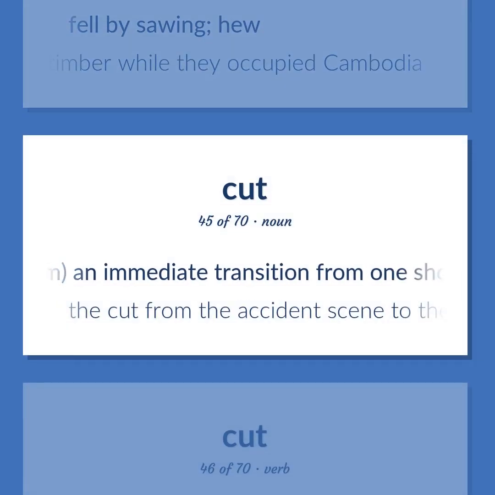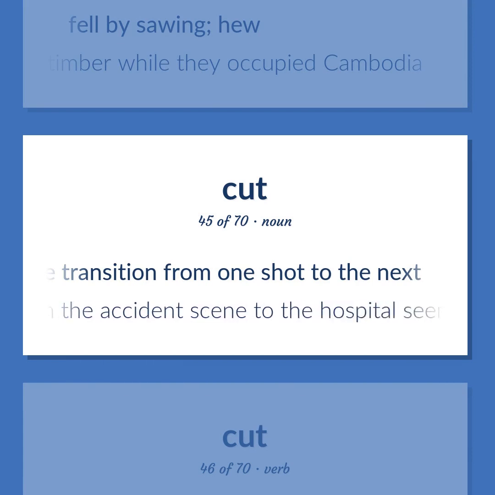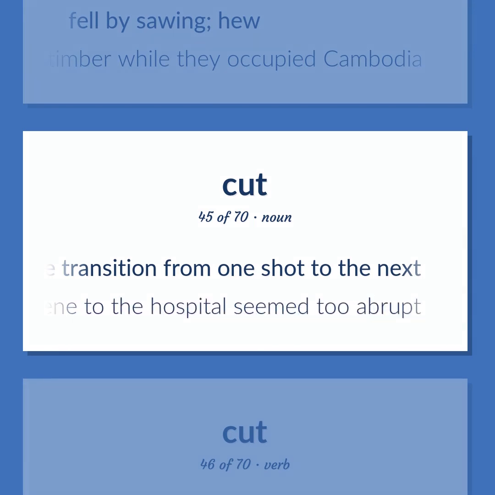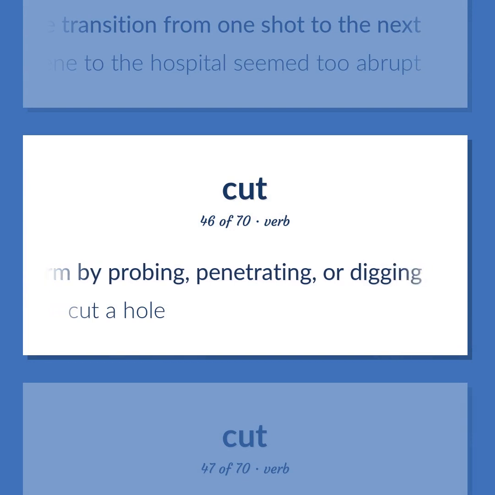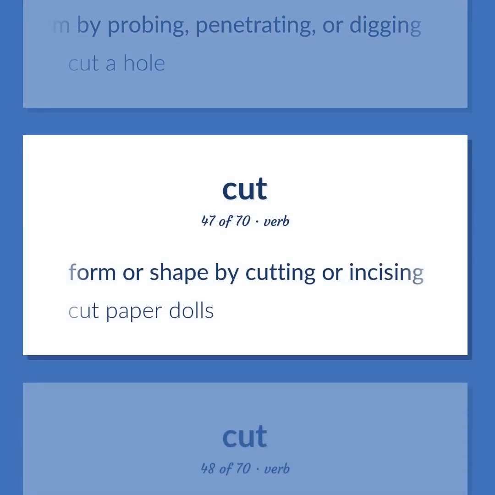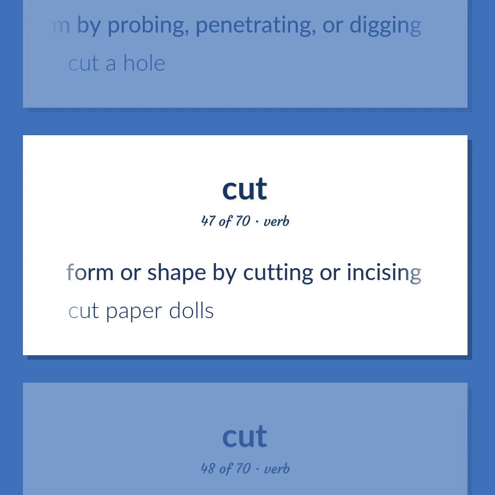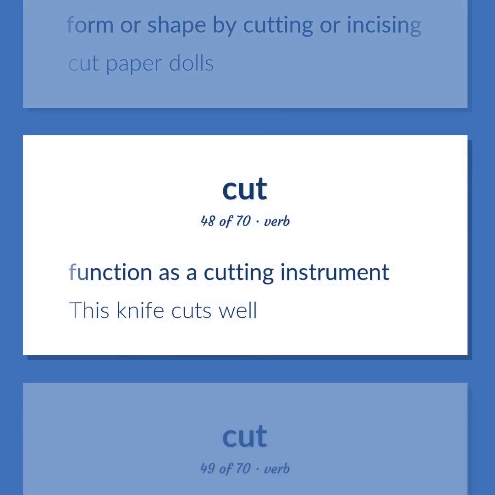Film. An immediate transition from one shot to the next. The cut from the accident scene to the hospital seemed too abrupt. Form by probing, penetrating, or digging. Cut a hole. Form or shape by cutting or incising. Cut paper dolls. Function as a cutting instrument. This knife cuts well.